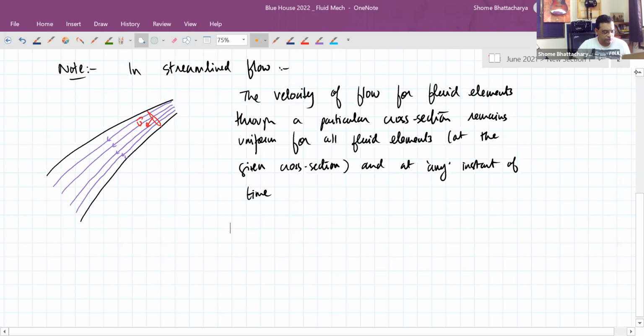Actually, we have noted down this point earlier also. So we have noted down all the properties of streamlined motion, including this point, in the previous lecture. Anyhow, we'll just recap through these points.